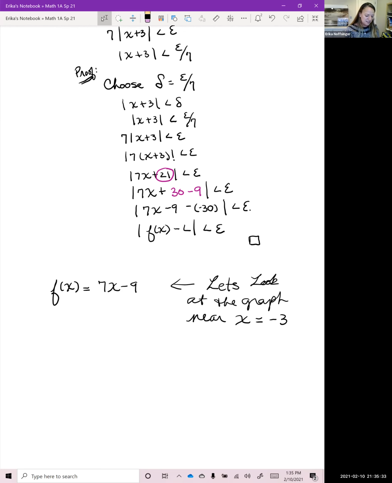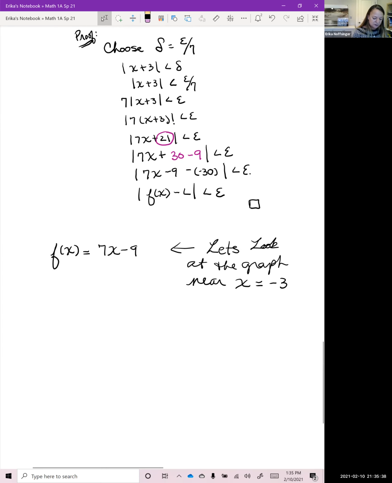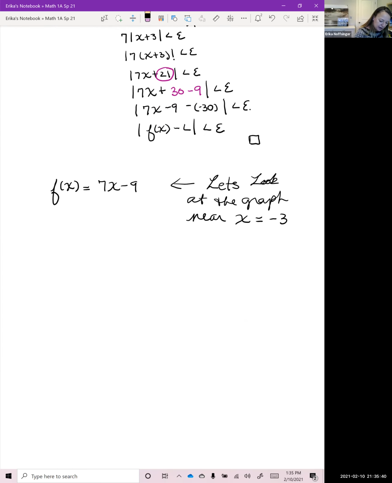Okay, so I just kind of want us to look at what's going on. Our function was 7x minus 9. We have a line. Because this is in the form y equals mx plus b, I know my y-intercept is -9. I know my slope is 7, or 7 over 1. So if I rise 7, I would go over 1.